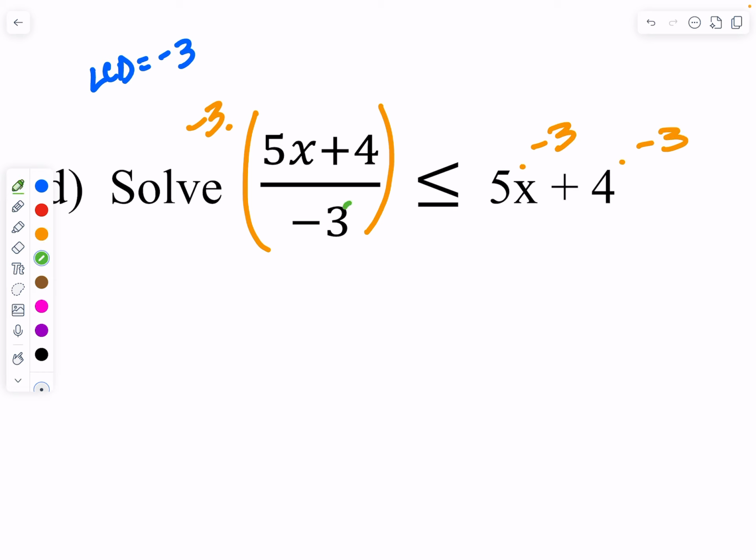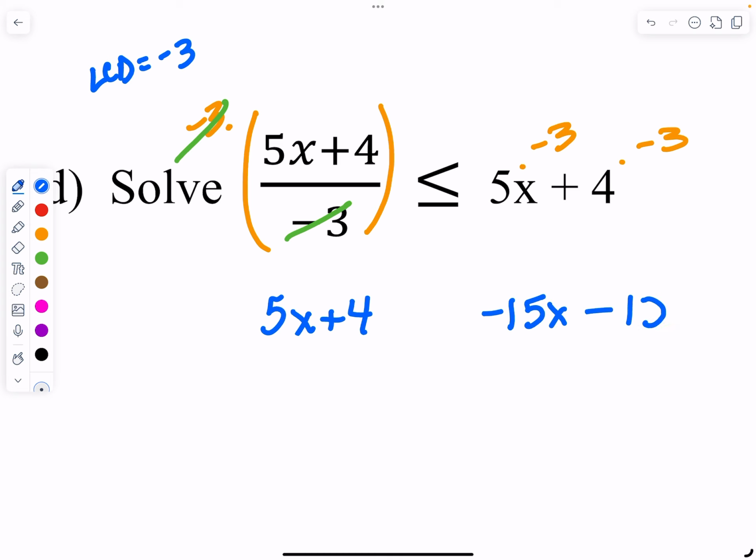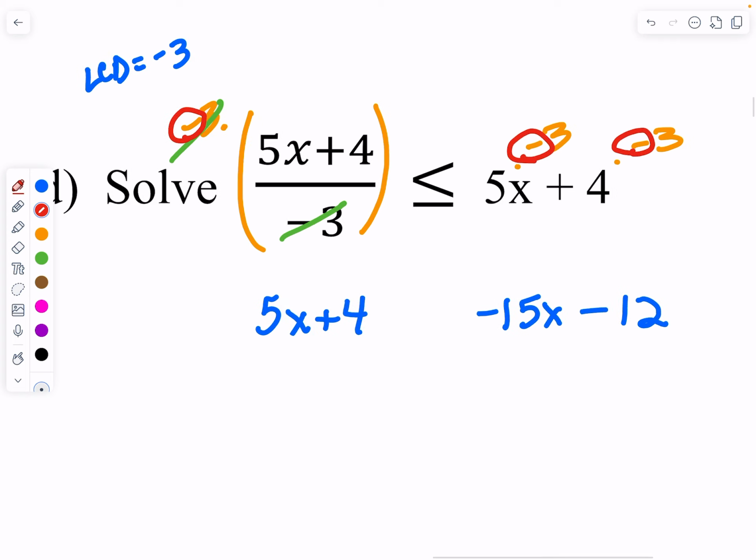So my -3's are going to cancel out, and I wind up with 5x plus 4 is, let's see, and on this side, -15x minus 12. Now let's talk about this inequality. Do I flip it or not? What did I multiply by? Do you see I multiplied by a negative? So since I multiplied by a negative, I have to flip my inequality.